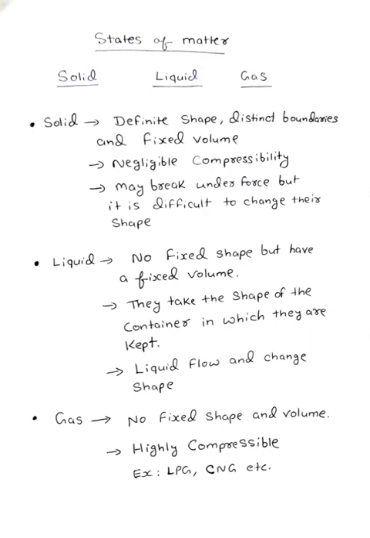Liquid has no fixed shape but has a fixed volume. It takes the shape of the container in which it is kept. Liquids flow and change their shape, so they come in the category of fluids. Gas has neither a fixed shape nor a fixed volume. It is highly compressible. It is compressed and stored in LPG cylinders and CNG cylinders and used in homes and businesses.